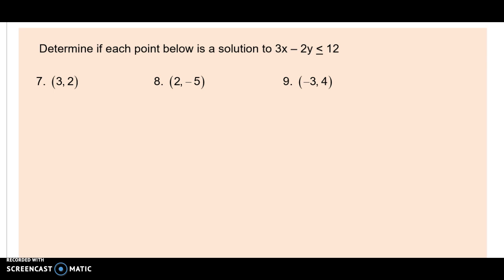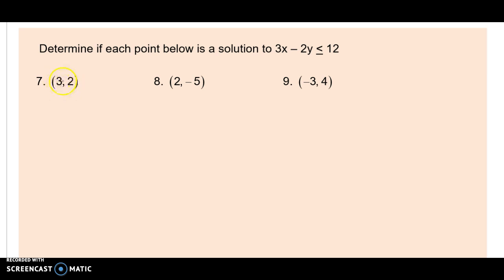So we've got points here, (3, 2), (2, -5), and (-3, 4). And we want to see if they're part of the solution set for 3x minus 2y less than or equal to 12. What it means to be part of the solution set is that if we were to take those numbers and substitute them in, we would be left with a true statement. And the only way to do that is to take those numbers and plug them in for x and y. So we've got an ordered pair x comma y.